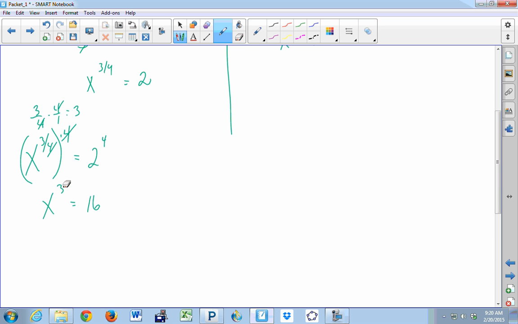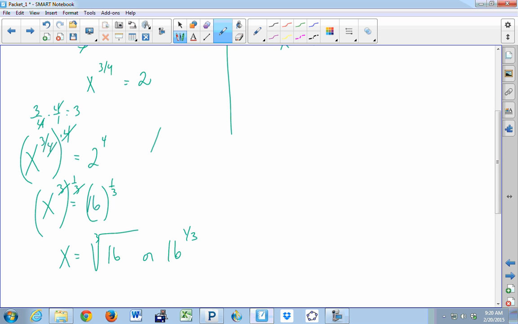Now you have to undo cubing something by taking the cubed root. You can either do it as a radical or as an exponent. That creates a 1, and you get x equals the cubed root of 16, which you can write like that, or you could write it like this. They both say the same thing. That's 2 steps.